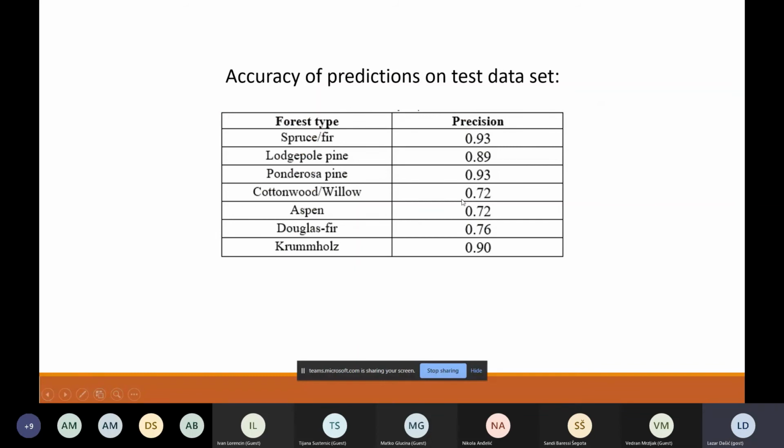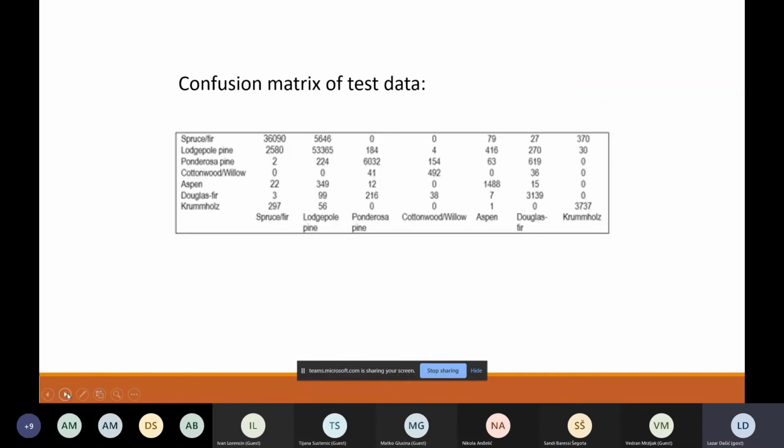Also, besides accuracy, an important metric of success of a neural network is the confusion matrix. As we can see here, we can see which forest types the neural network confused most often. So we can see that the neural network had a problem distinguishing between spruce fir and lodgepole pine because they grow on pretty similar terrain. Also, it had problems mistaking ponderosa pine for Douglas fir as well.